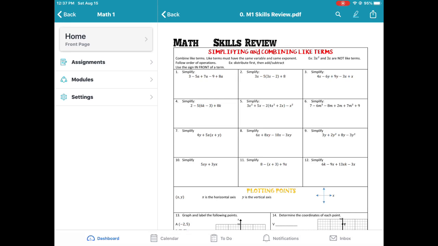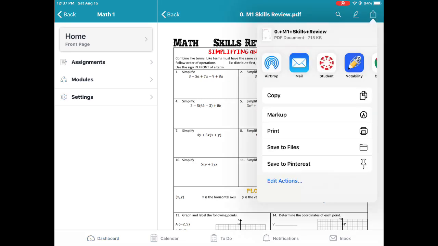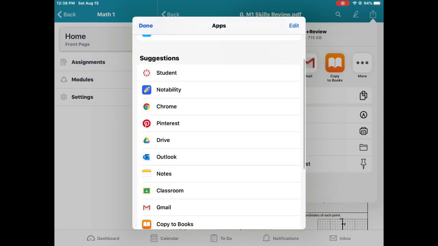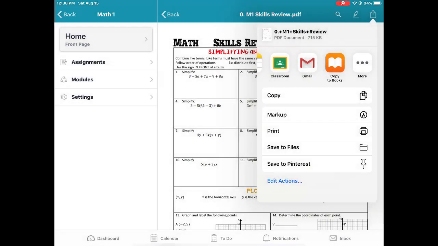You are more than welcome to do your work right on Canvas and submit it right from Canvas. I personally don't like writing on Canvas. I like to write in Notability. So to do that, I'll walk you through the couple steps. You're going to hit this send, share, box with an arrow button up at the top. Make sure that you have Notability installed on your iPad already, otherwise this isn't going to work. You should see Notability if you scroll through here. If not, click the More button and you can add in Notability, okay?